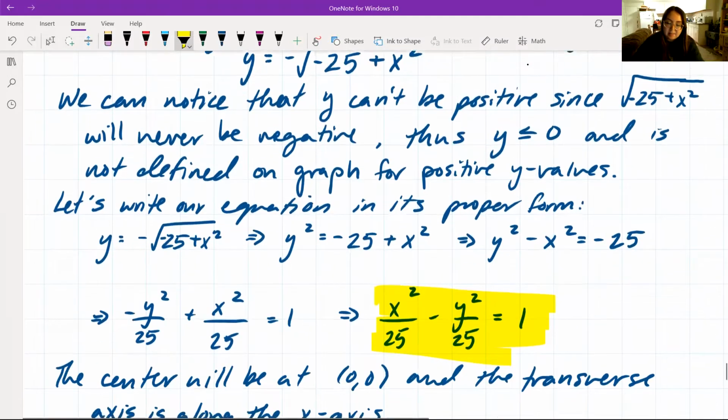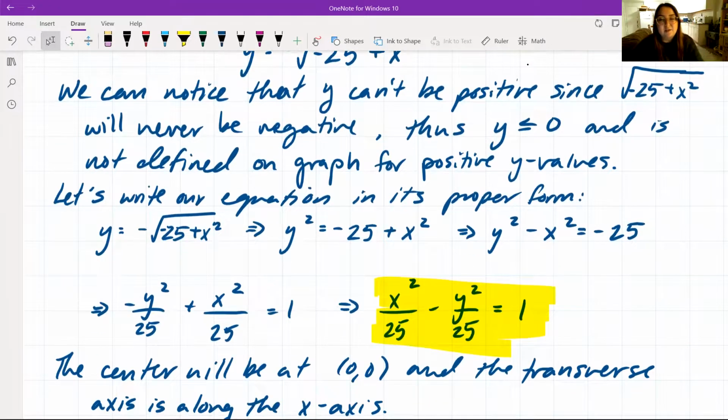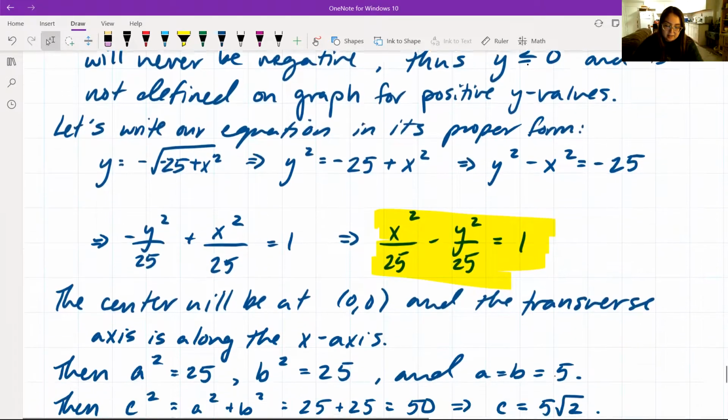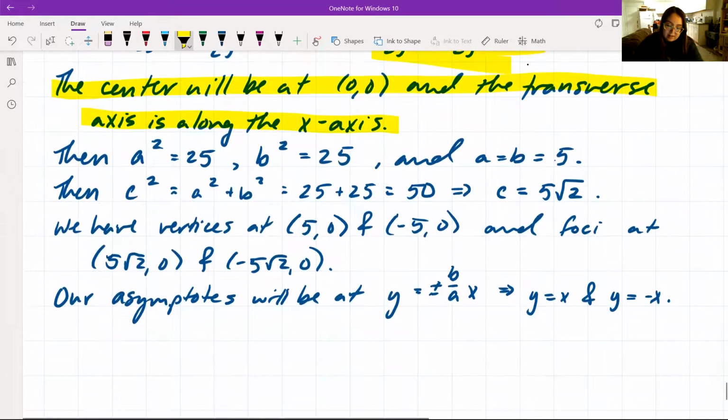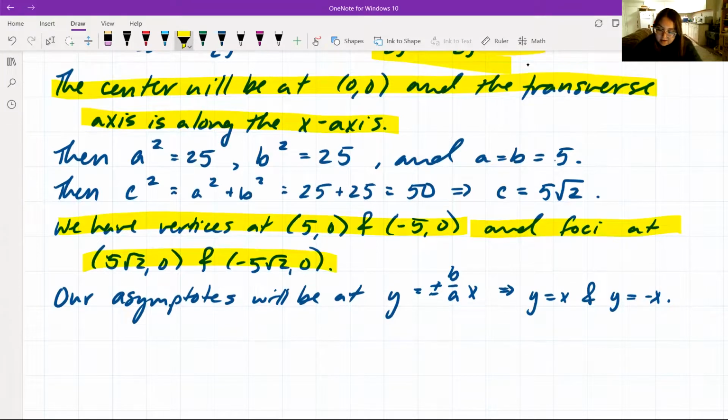So let's just highlight some things. We weren't asked to analyze the equations, but it doesn't hurt to identify everything here. So we have the center at (0, 0). The transverse axis is along the x-axis. We have vertices and foci, and our asymptotes will be at y is equal to x and y is equal to negative x.